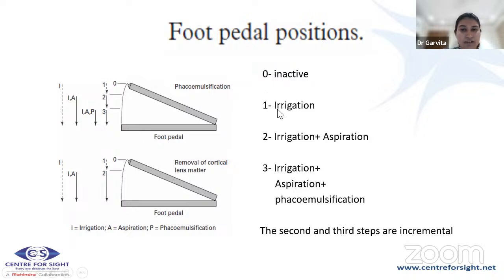When the doctor enters into the irrigation mode, which is pedal position 1, as we can see in the diagram, 1 stands for irrigation. As the pedal moves from 1, then mode 2 is irrigation and aspiration. Mode 3 is irrigation, aspiration plus phacoemulsification. Now, one important rule here, irrigation is an all or none thing, whereas level 2 and level 3, which is irrigation, aspiration and phacoemulsification, these are all incremental, which is the more you press upon the pedal, the power increases.